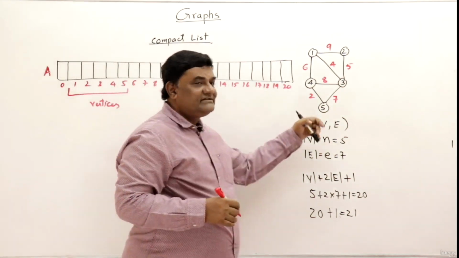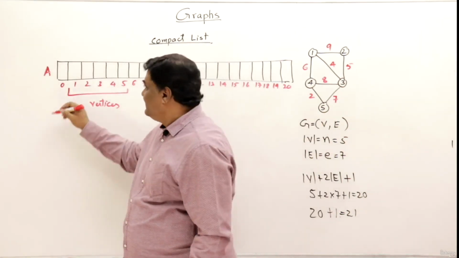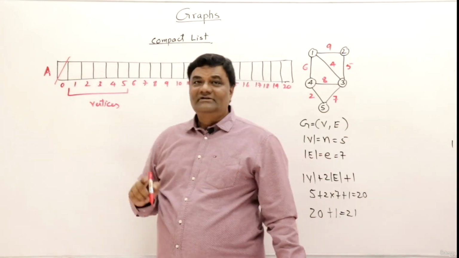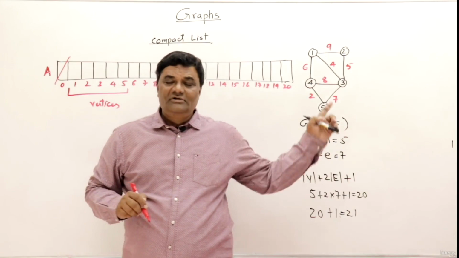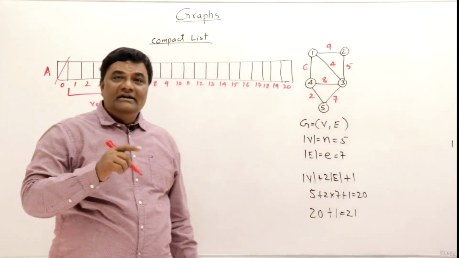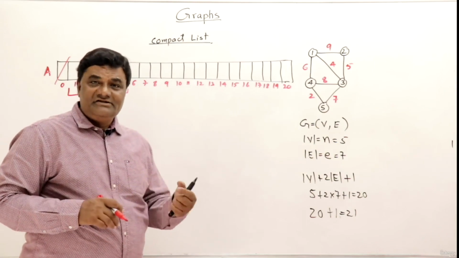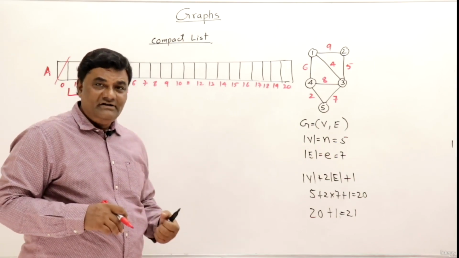There are a total of 5 vertices. So first, 5 spaces. I am not using index 0. From 1 to 5, they are representing vertices. Total 5 vertices are there. Then for each vertex I should have an adjacency list, meaning who are adjacent to it.